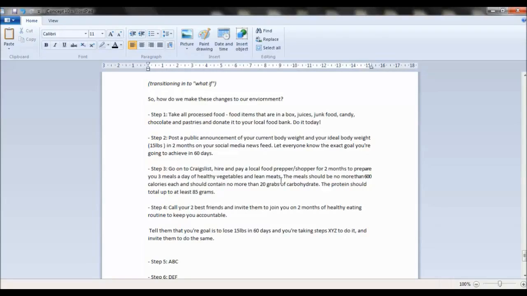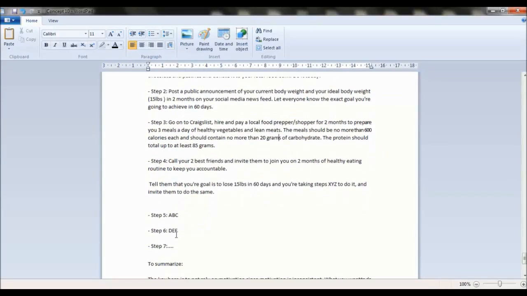The protein should total up to at least 85 grams. Step 4. Call your 2 best friends and invite them to join you on a 2-month healthy eating routine to keep you accountable. Tell them that your ideal goal is to lose 15 pounds in 60 days and you're looking to take step XYZ to do it, and invite them to do the same.